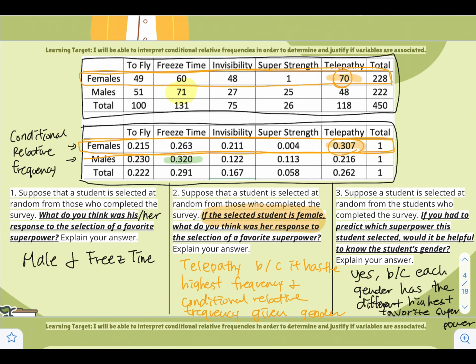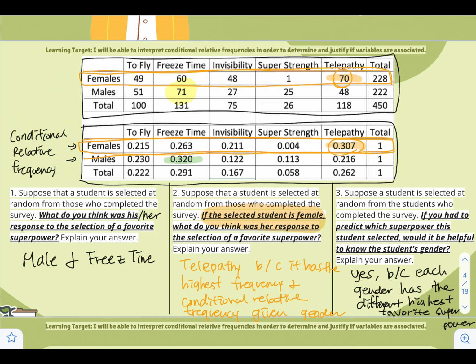So if you take a look at here, for the female, we were able to go straight to the highest superpower, which is telepathy. For male, we were able to go to freeze time. Both genders do not lead to one specific superpower that both of the genders are going towards. If males' favorite superpower was also telepathy, then we would say there's nothing much going on. They are not associated, not related. We cannot predict using this information.